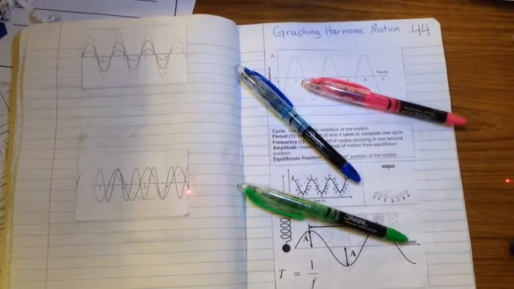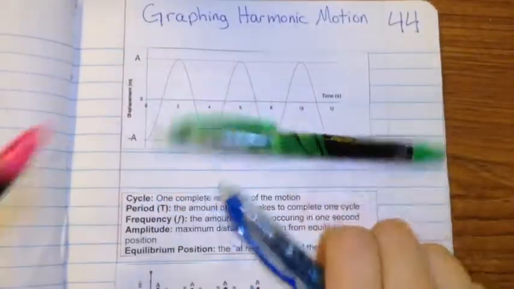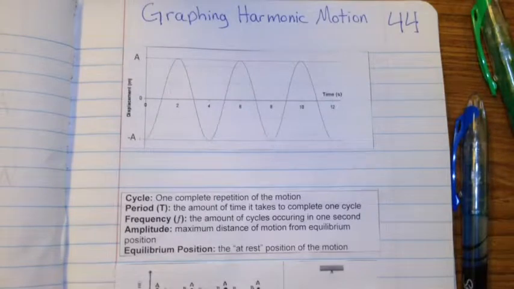Graphing harmonic motion, you need 3 colors once you have it all cut out and glued in. Let's get started. So the first thing we need to do is learn some basic vocabulary about graphing harmonic motion. However, we've already discussed most of this. We're just going to now apply it to graphs.